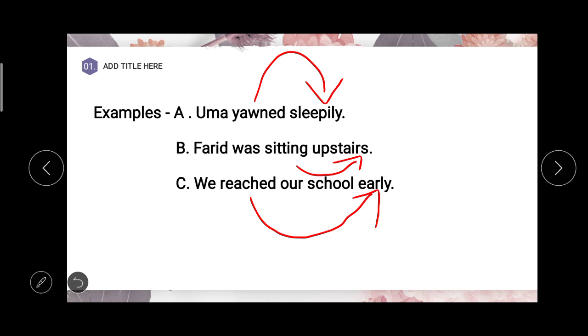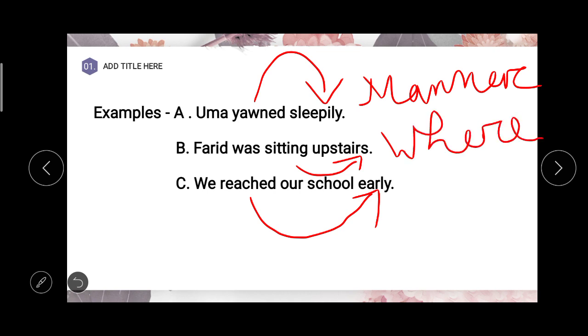So you can see in the first example here, the adverb sleepily is telling us the manner, meaning how the work has been accomplished. Then number two, the adverb upstairs is telling us where the verb is accomplished. And in number three, the adverb is early, and it is telling us when the verb has been accomplished. So students, these three examples show us the three different kinds of adverbs. First one is adverb of manner, second one is adverb of place, and third one is adverb of time.